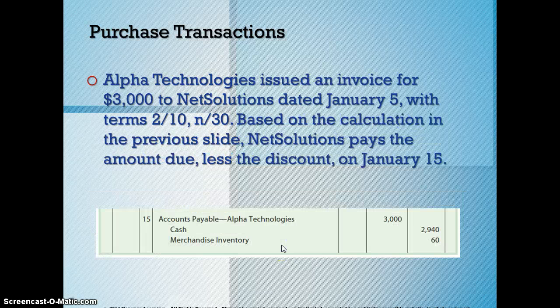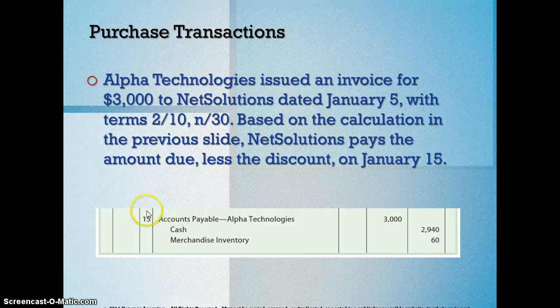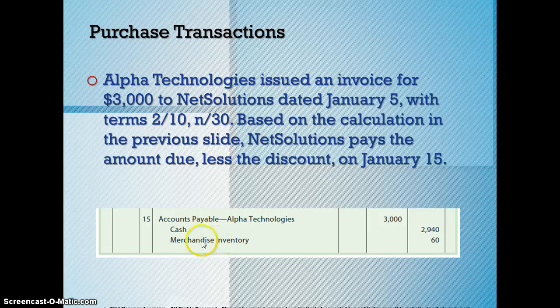Now we're going to take the discount. So we decide to pay on the 15th, that 10th day. So we need to reduce the amount that we owe Alpha Technologies. So we debit our accounts payable for $3,000, but we're only writing the check for $2,940. So the difference between the two, or that 2% discount, is an actual reduction in the value of our inventory. So we reduce our inventory by $60, or that 2% discount.